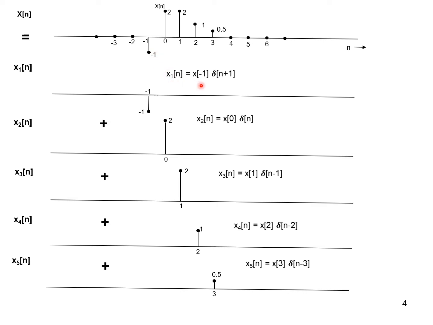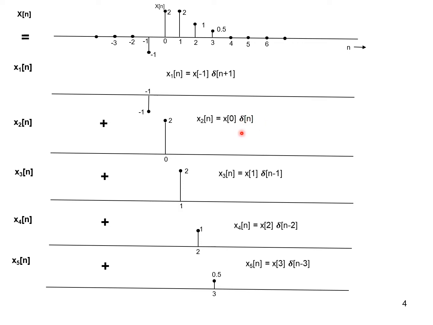That is, by multiplying delta n plus 1 with this signal x of n, I am separating the first sample. Now, if I want to separate this sample, I should multiply this signal with what? x of n should be multiplied by delta n. If I multiply x of n with delta n, I can separate out this particular sample.